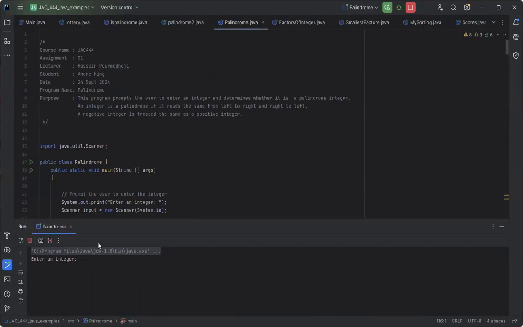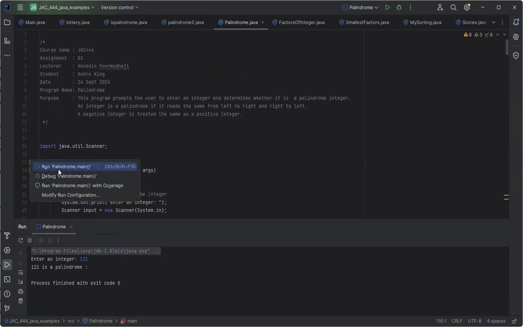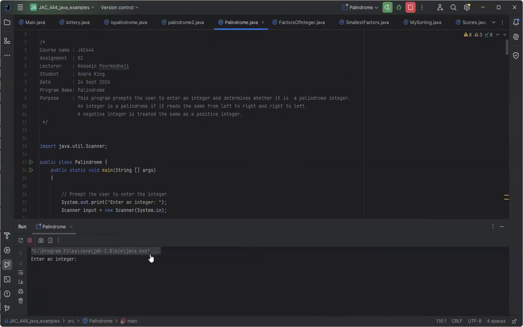Enter integers, so we enter 121. 121, you can read it from left to right and right to left. You get the same number, so this is a palindrome. Again, we enter -121. Again, read it from left to right and right to left. You get a palindrome.